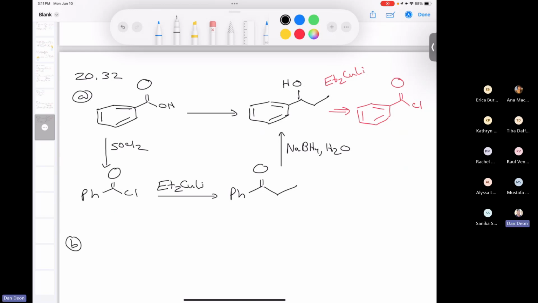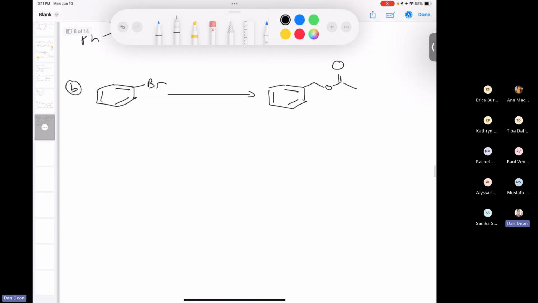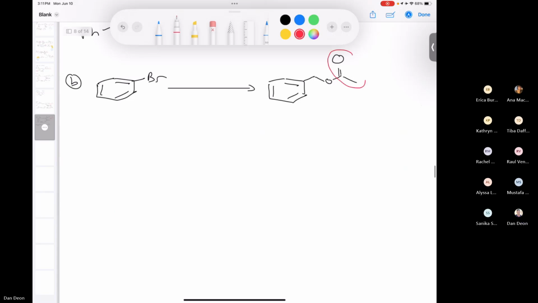In 20.32b, we're starting out with bromobenzene, this compound here, and we want to make an ester, and we want to make this ester, let me make sure I've got it right, like this. Now this one, you notice that this is an acetyl group, okay? And we know that we can put the acetyl group on, right? Because we talked about putting an acetyl group on, right? For that, we just need acetic anhydride, right? And that does the acetylation, just like in Tylenol synthesis or in aspirin synthesis.